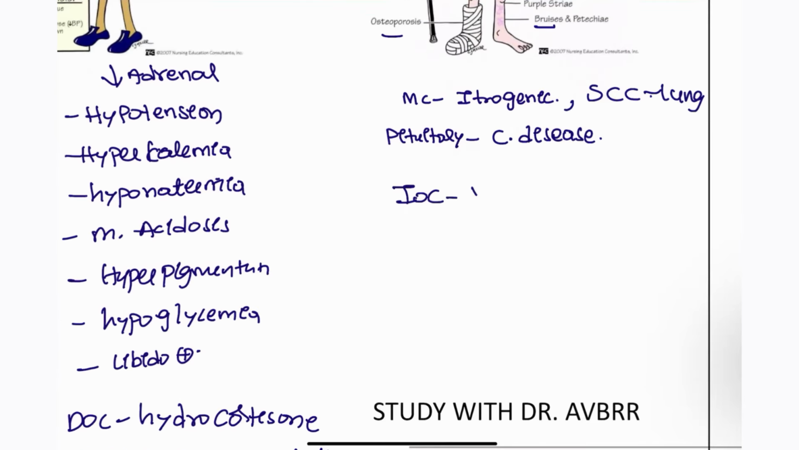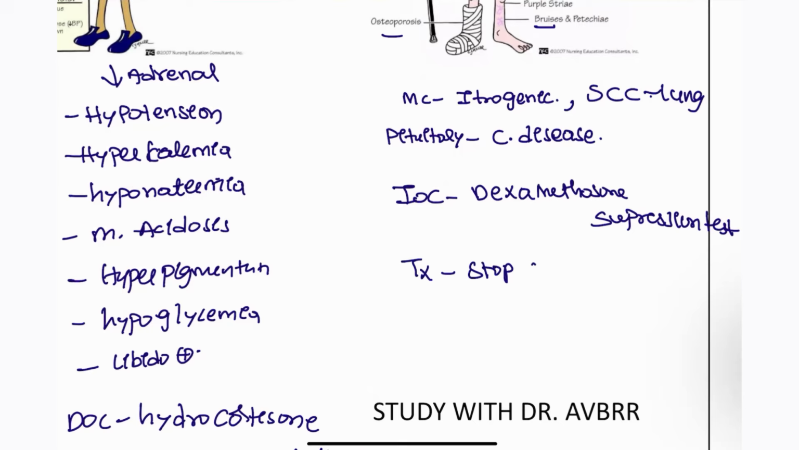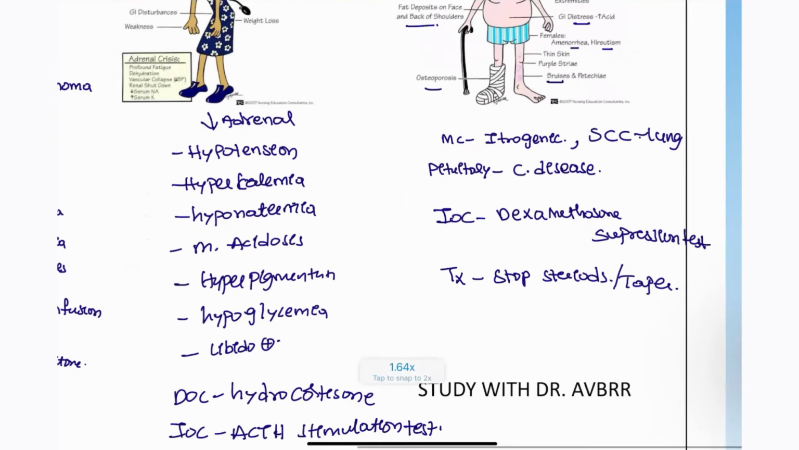Investigation of choice is the dexamethasone suppression test. Next, treatment for this patient is to stop the steroids if it is an iatrogenic cause, and taper the dosage. You cannot stop immediately. At least tapering should be done.